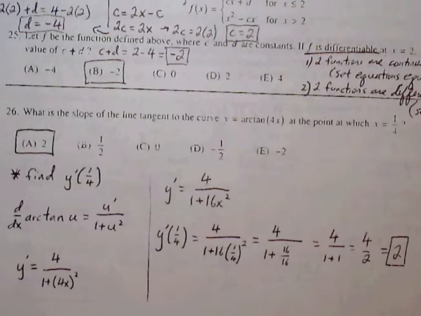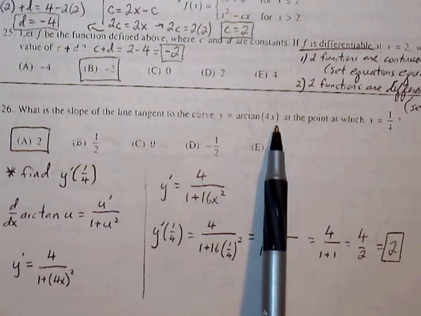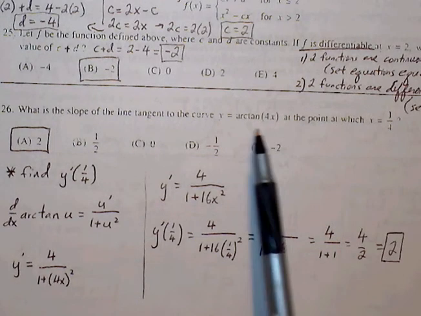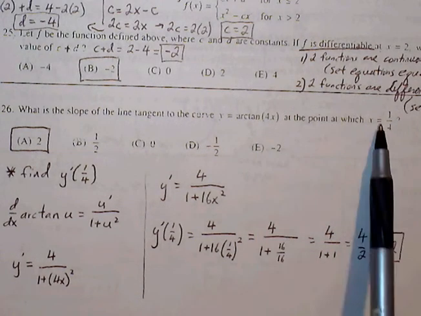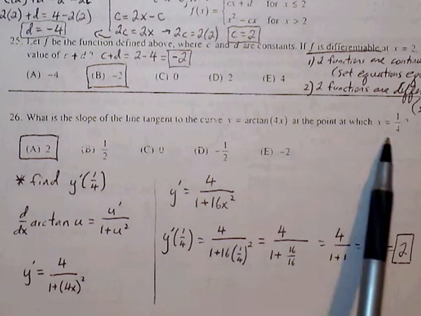Okay, 26. What is the slope of the line tangent to the curve y equals arc tangent of 4x at the point where x is equal to 1/4? So I need to find the derivative of arc tangent of 4x and then evaluate the derivative at this point.